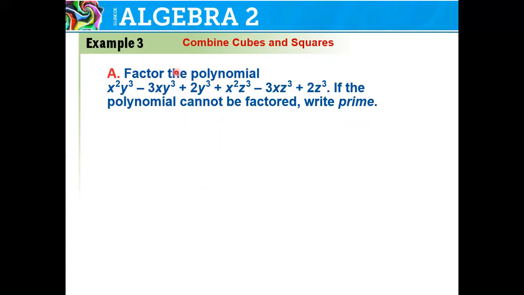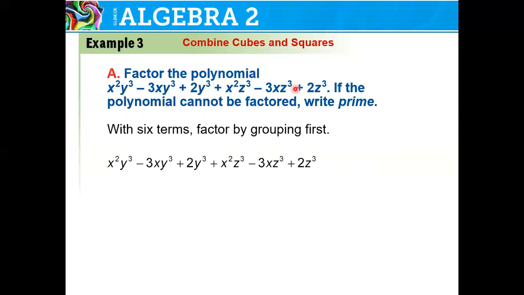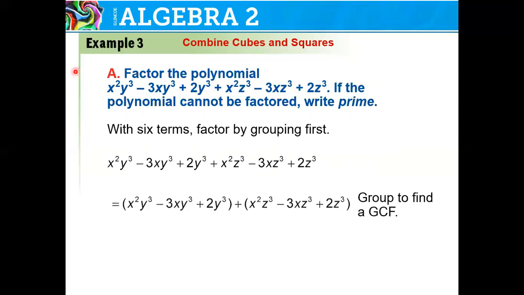Okay, I have y cubed repeated in the first 3 terms. Look at this one, x squared z cubed minus 3x z cubed plus 2z cubed. Actually, again, I have z cubed repeated. That's why the best way here, the only way here, is to use the grouping method. So we'll take the first 3 together and the last 3.